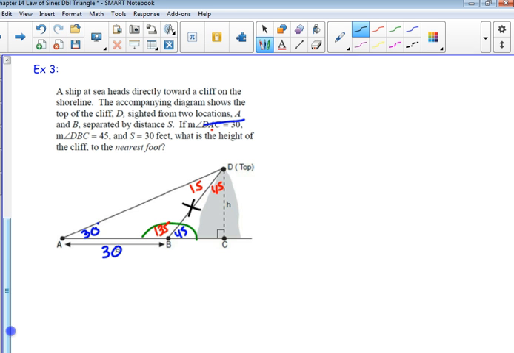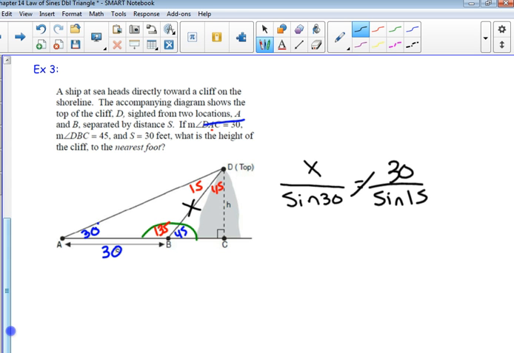Wait, what was the answer? 41. Did they get that? Okay, so x over sine of 34, or 30 over sine 15. Is that your first setup? Yeah. Okay. Now when you cross multiply, your x for the first part should be like 57.955. And for this part, just check your calculations one more time.